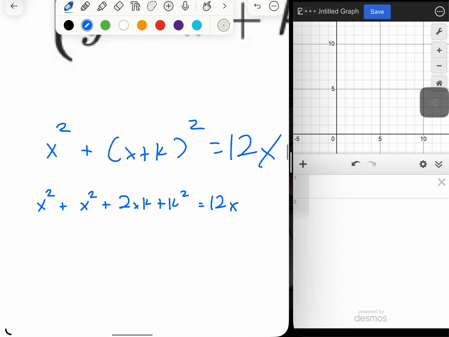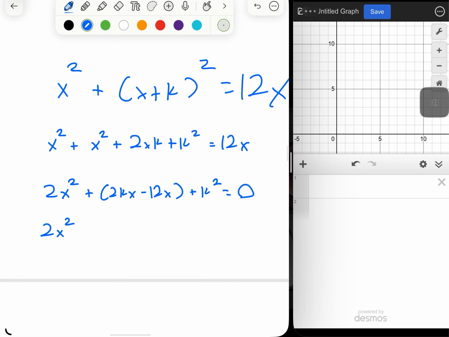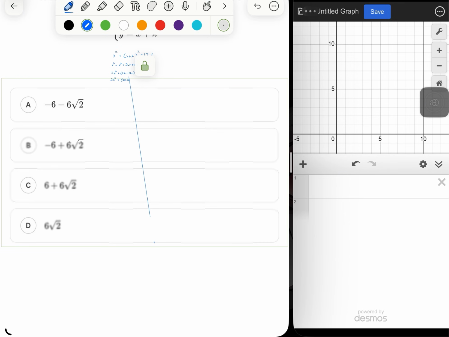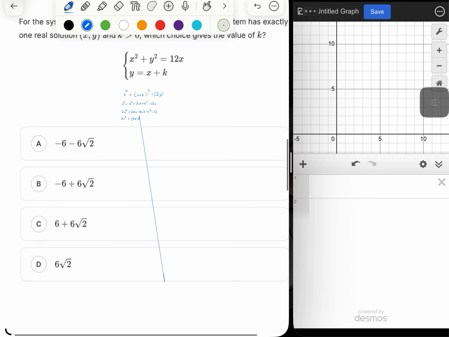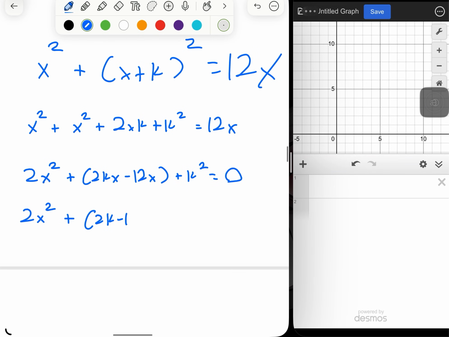Get everything on one side, and I'll show you why, but this becomes 2x squared plus 2xk. I'm going to write that as 2kx minus 12x, because you're subtracting this 12x, and then plus k squared equals 0. And then let's factor out the x term, so you get 2k minus 12. And I'm factoring the x term out because we're going to be using a specific value here.